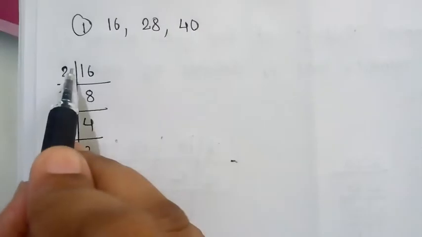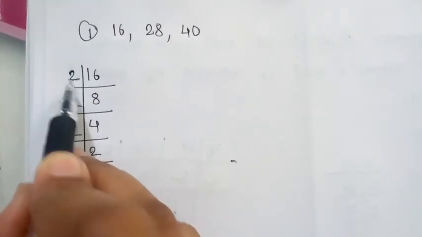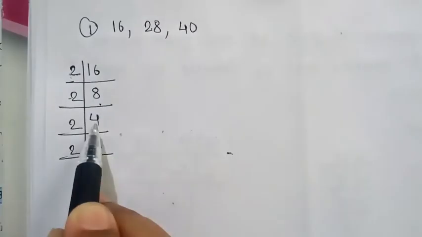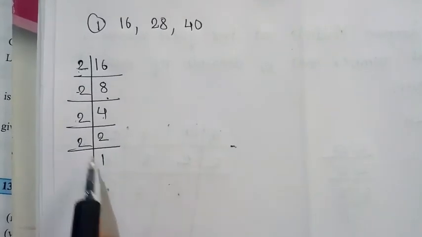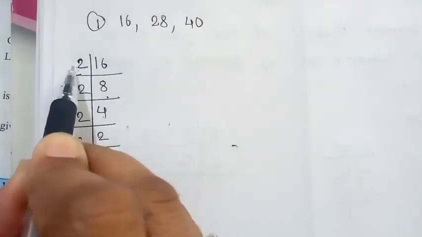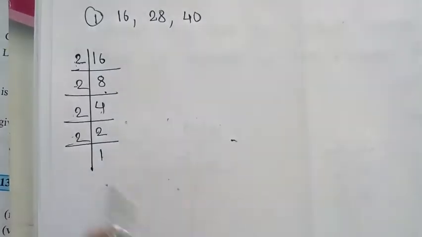Now one more example we will see. Numbers are 16, 28 and 40. Now here factors of 16. Prime factor is 2. 2 eights are 16, 2 fours are 8, 2 twos are 4 and 2 ones are 2. So factors of 16 are 2 into 2 into 2 into 2.